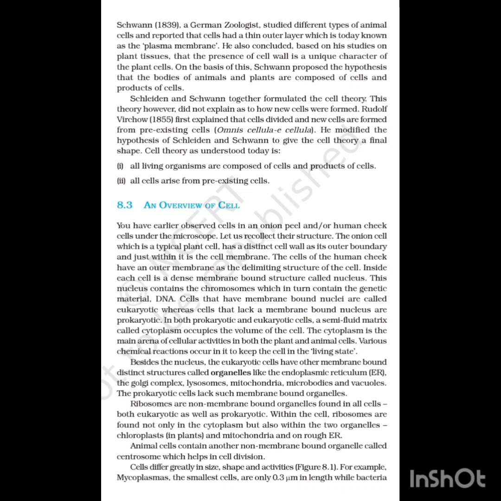Schwann proposed that each and every living organism, both plants and animals, is composed of cells and products of cells. Schwann and Schleiden together explained the cell theory, but they did not explain how new cells are formed and how they divide. But in 1855, Rudolf Virchow first explained that new cells are formed from pre-existing cells by division.